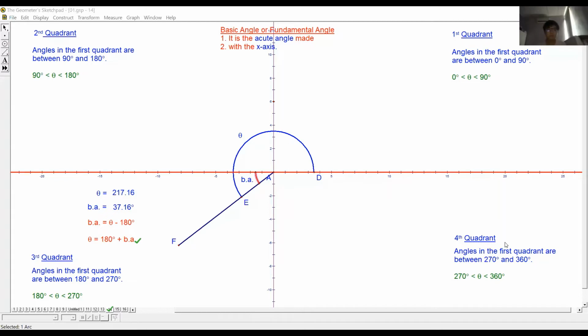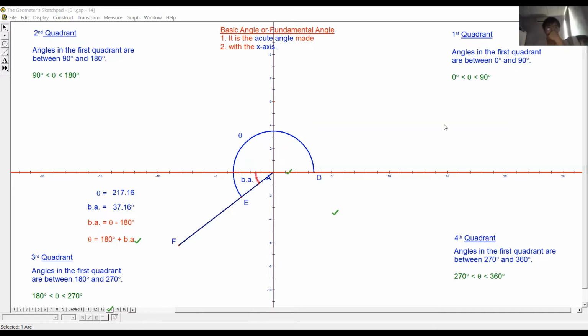Now, many students are very confused. They think that it is the acute angle with the y-axis, because they can see clearly this angle here. They think this is the basic angle. No, it is never with the y-axis. No matter which quadrant, it is always the acute angle with the x-axis. From this basic angle, you must get back the original angle, the angle that you are interested in. So how to get it? You use 180 plus the basic angle, and you will get the angle in the third quadrant.